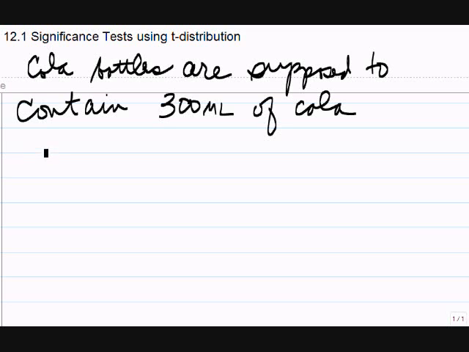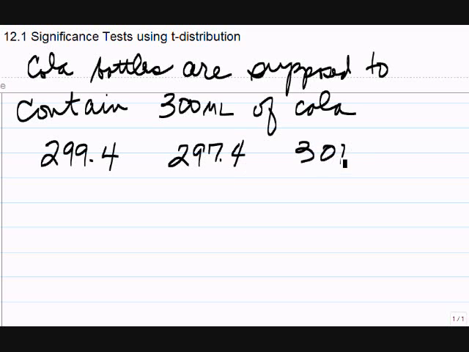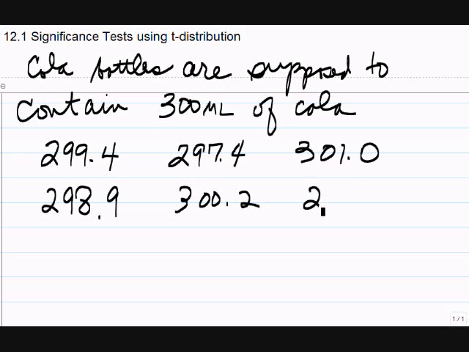So, let's take a look at what he got. So he got 299.4, 297.4, 301.0, 298.9, 300.2, and 297.0. Okay. So he didn't get a large sample. He only got 6 bottles.